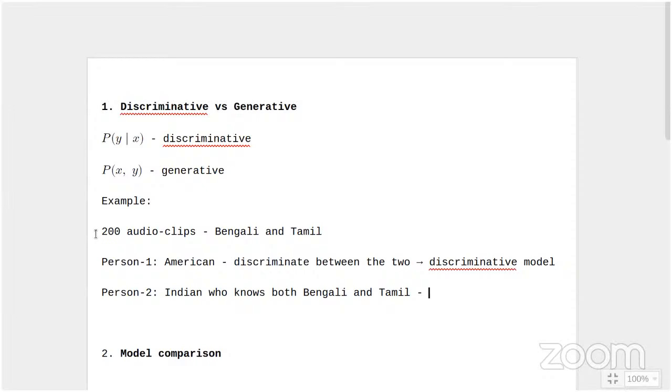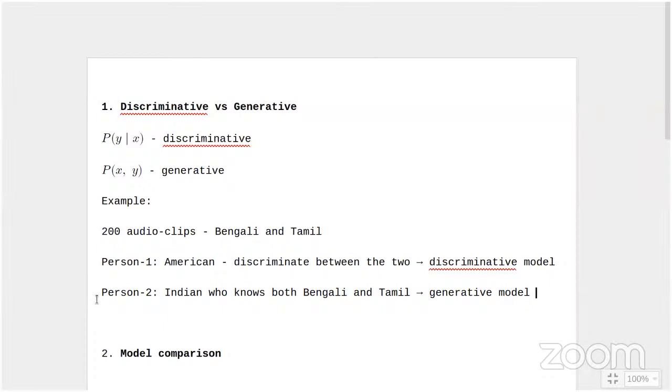Now, if you think about this person, if you give him an audio clip, you give him the same 200 audio clips. It's actually not needed, but just for the sake of argument, you give him those audio clips, and the 201st audio clip, just like the American. Now obviously he'll be able to distinguish between the two, and I say that the distinguishing act happens by way of a generative model.